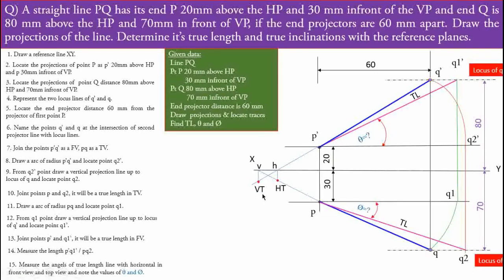So that is the complete procedure for this numerical: to represent the projections, identify the true length, identify the angles theta and phi, and also locate the traces. I hope all of you understood this.